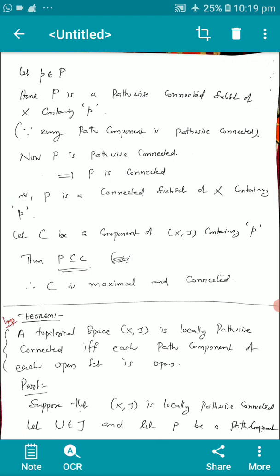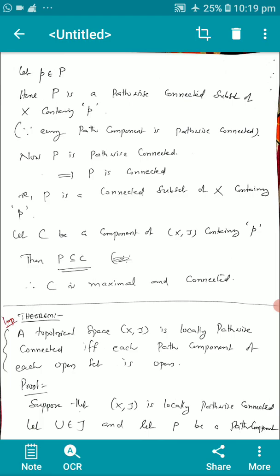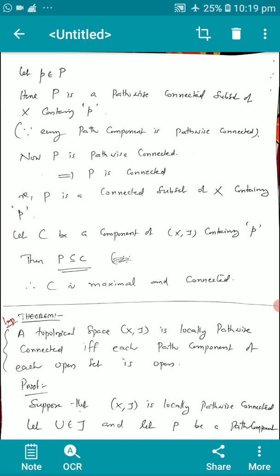Since every path component is path connected, now P is path connected. This implies P is connected. That is, P is a connected subset of X containing this small p. Let C be a component of X containing P. That means capital P is a subset of or equal to C. That means C is maximal and also it is connected. Conclusion.